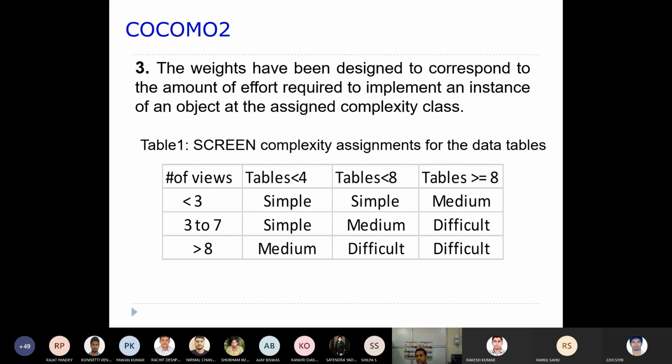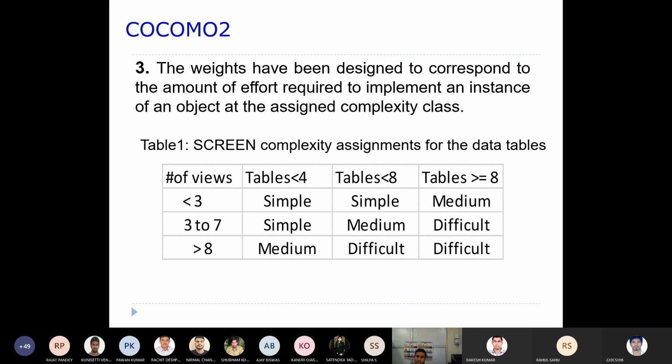Okay, so you can see, if the number of tables is less than 8 and the number of views is less than 3, then it is simple. If the number of tables is less than 8 and the number of views is greater than 8, then you can say it is difficult. This way you will be classifying your screen complexity.